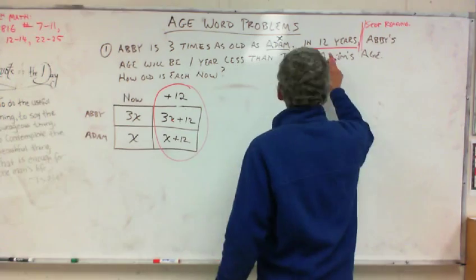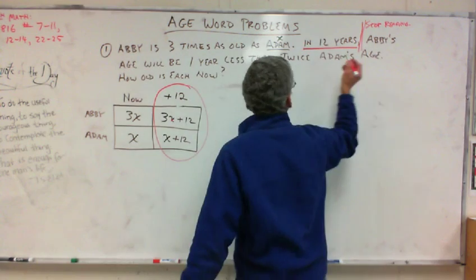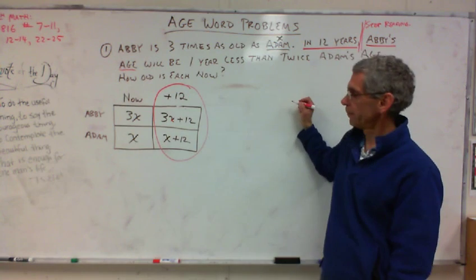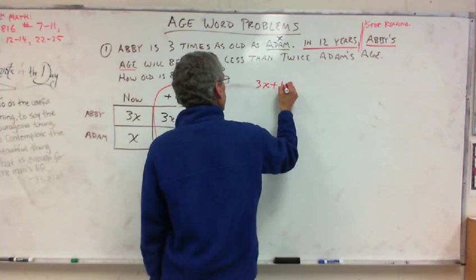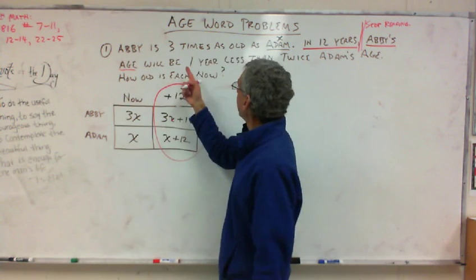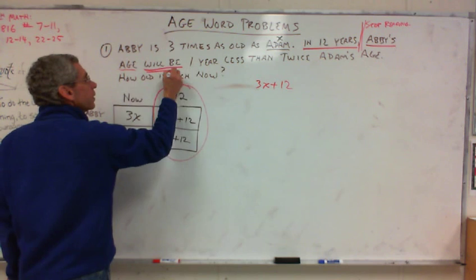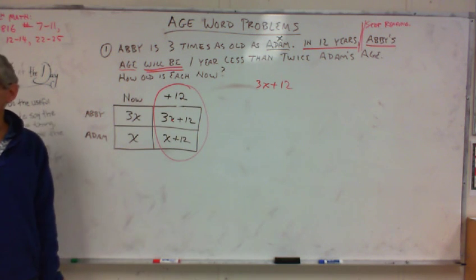So here we go. In 12 years, I got to use that. Abby's age. Okay, I'm going to underline that. Abby's age, which would be what? 3x plus 12. So I'm going to write that. 3x plus 12 will be. I'm only underlining will be. What is will be? I'm putting 2 lines underneath will be because that's a long equal sign, right?